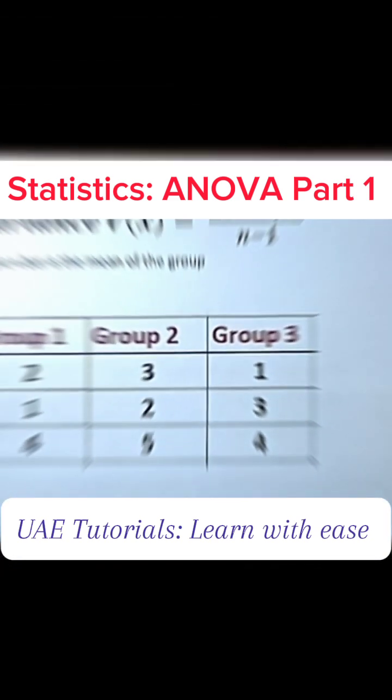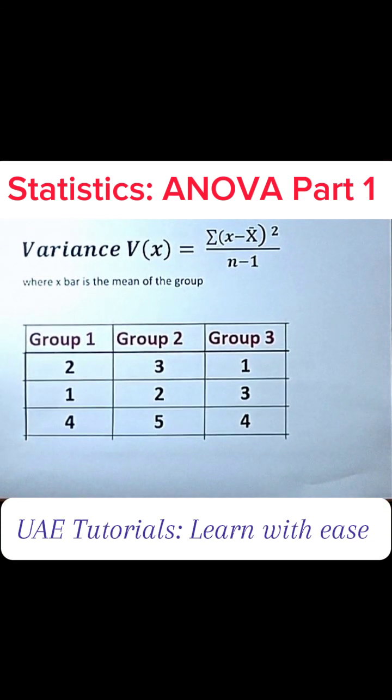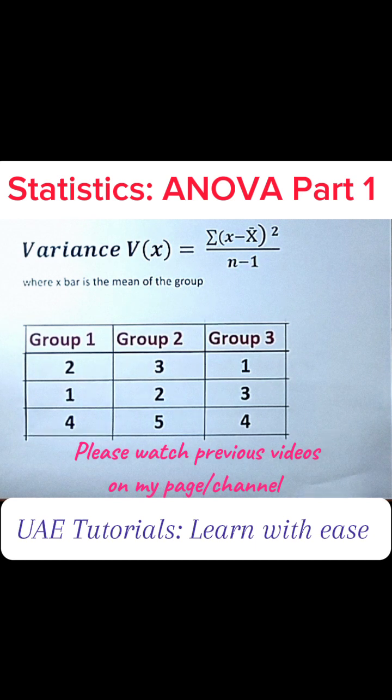Let's assume a researcher is carrying out an experiment and you gather data from 3 different groups. This is group 1, this is group 2, this is group 3. If you want to evaluate the statistical mean of these 3 groups to see if there is any significant difference, the kind of test you are going to use is ANOVA. By the way, ANOVA is an extension of the Z and T test that we mentioned in my previous videos.